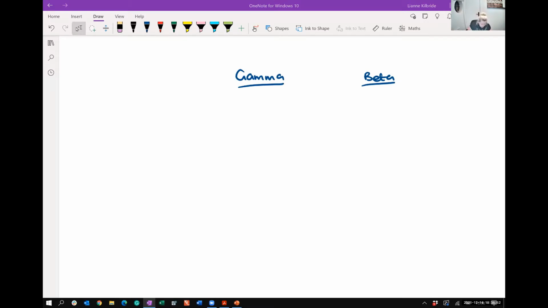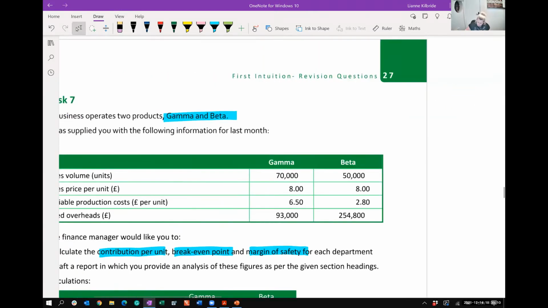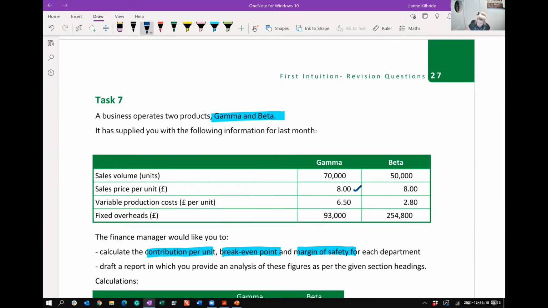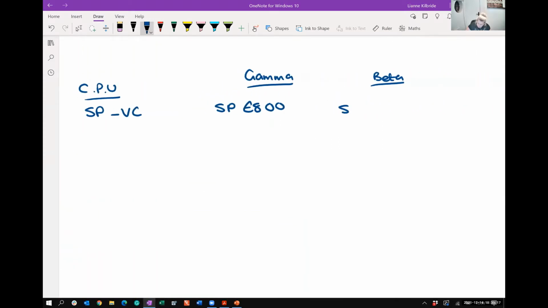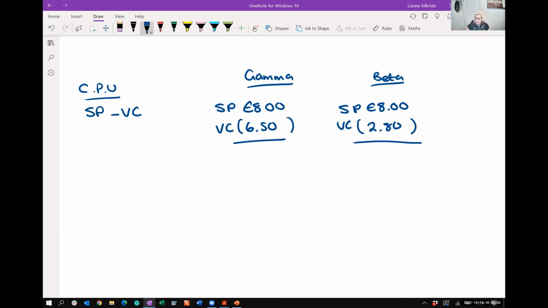So the first thing that we need to do is work out the contribution per unit. And as we're aware, the contribution per unit is just the selling price minus the variable costs. So with gamma, we've got a sale price of £8 according to the table. We can clearly see there is a selling price there of £8. And beta is exactly the same, it has the same selling price. We then need to take away the variable costs for each of these products. The variable cost for gamma is £6.50 and £2.80 for beta. So when we simply deduct those, you have a contribution per unit of £1.50 for gamma and £5.20 for beta.